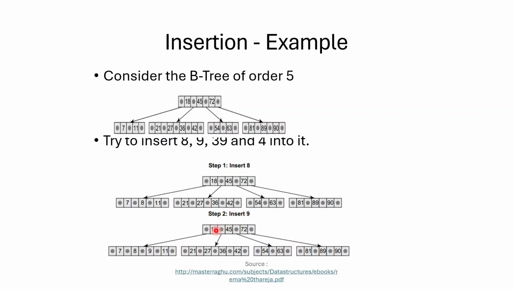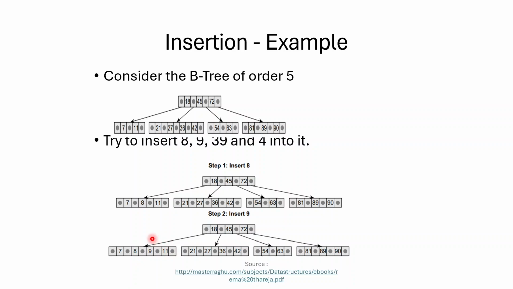Now we will insert a 9 over here. Once again 9, which is lesser than 18, comes to the left subtree. Once again, we are doing it for order 5. Order 5 means there can be 5 pointers. But in the left subtree, we are having only 4 pointers. So 7, 8. So 9 is inserted over here. So this node is full now.